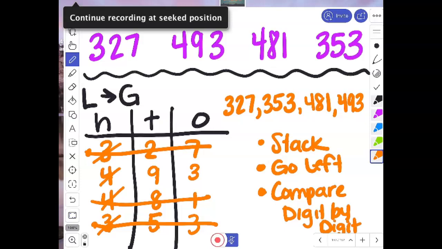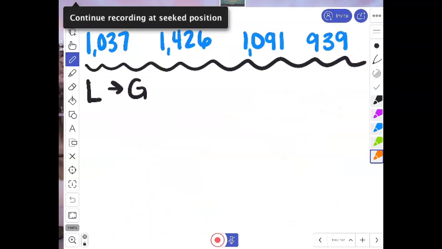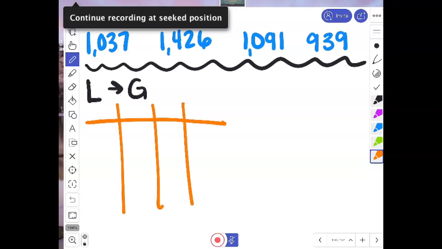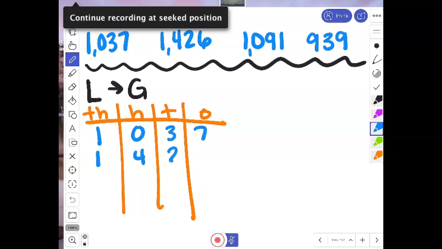Okay, maybe you should write that down. Okay, I've got to do it again. I've got bigger numbers this time. Set myself up with a chart. This time I've got 4 digits, so I need to make sure I have 4 columns. So I've got thousands, hundreds, tens, and ones. I'm going to go ahead and get in here and write these numbers down. So 1,037, 1,426, 1,091.